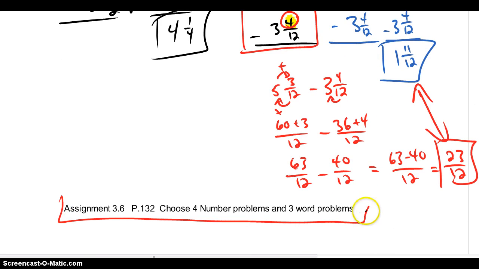Here's your assignment, you guys. That's it for today. 3.6, we're choosing 4 number problems, 3 word problems. Good luck.